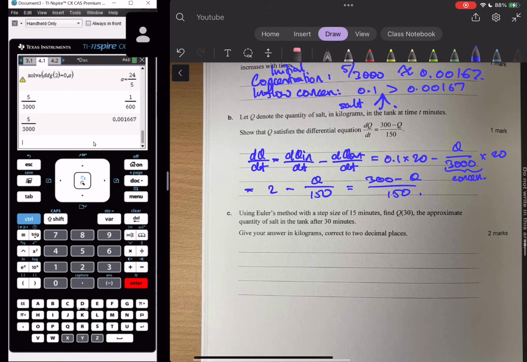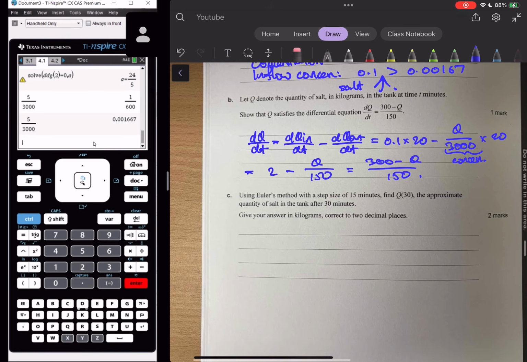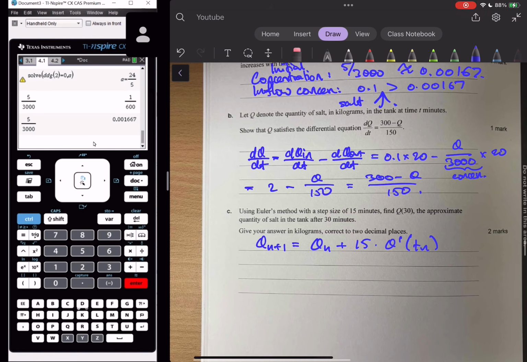Using Euler's method with a step size of 15, find Q of 30, the approximate quantity of salt. Okay, so let's recall the formula for Euler's method. It's y_{n+1}, or I should write Q_{n+1}, equal to Q_n plus, in this case, h is 15, times Q prime of, let's say, t_n. So this is the formula we use.